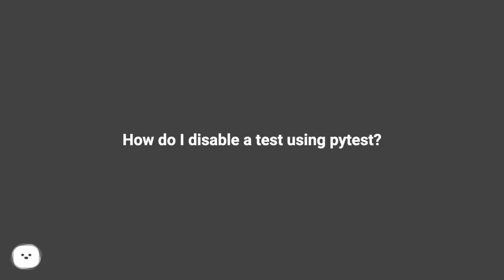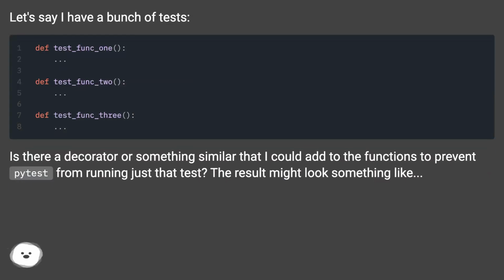How do I disable a test using Pytest? Let's say I have a bunch of tests. Is there a decorator or something similar that I could add to the functions to prevent Pytest from running just that test? The result might look something like.